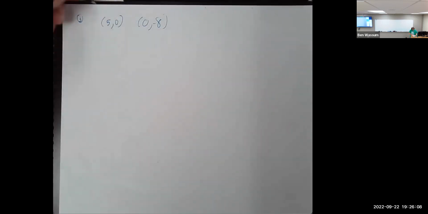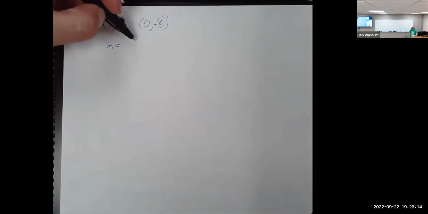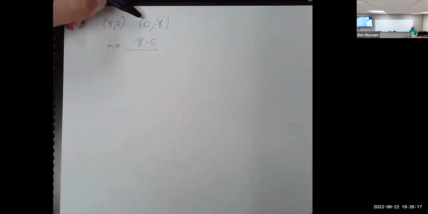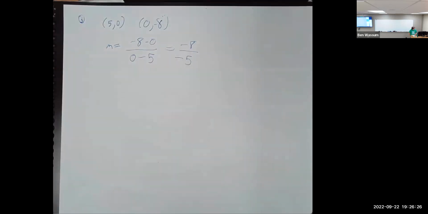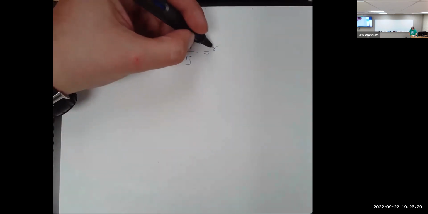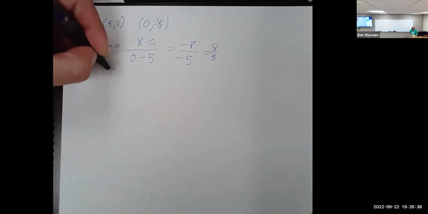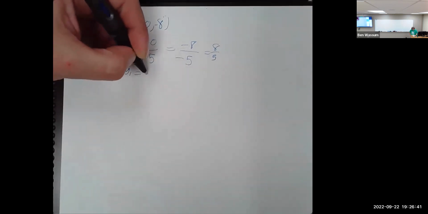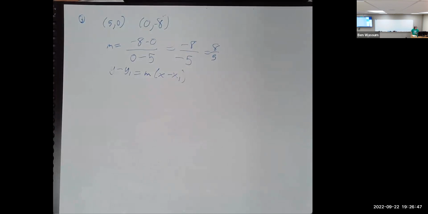So again, we need to find the slope between the 2 points. The slope is the difference in the y's, so this minus that over this minus that. Okay, so we have a -8 over a -5. The negatives cancel. We just have 8/5. No problem, right? Then we're going to take that M and we're going to plug it into the formula that we're using for this section. That guy. Y minus Y1 is equal to M X minus X1.